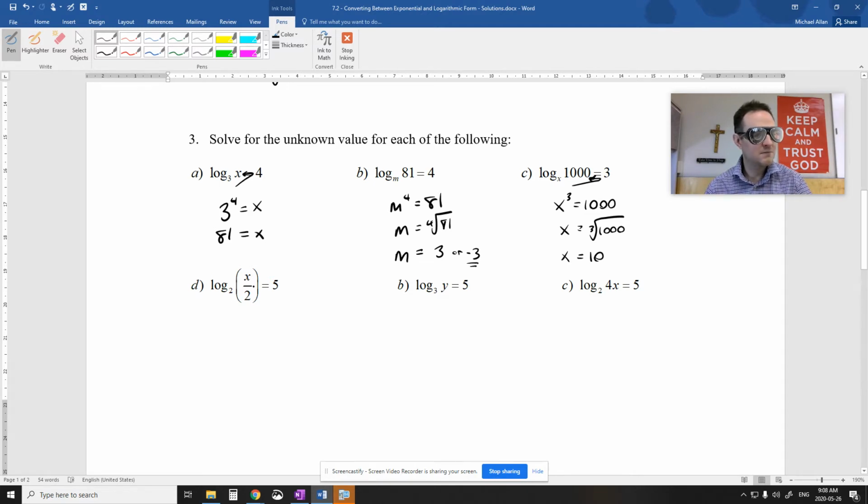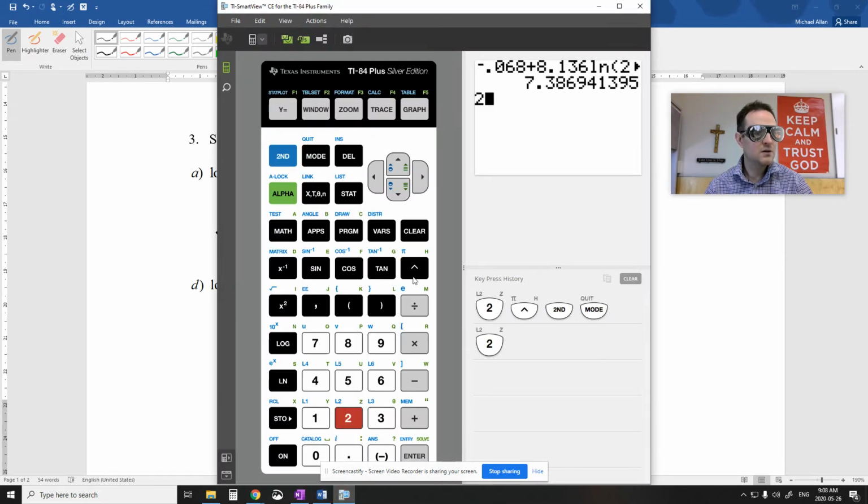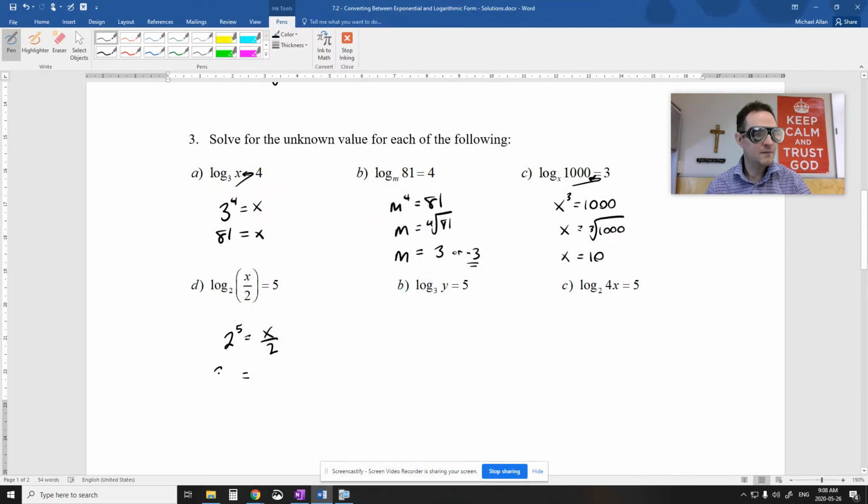So far I haven't used a calculator yet, so this is going to be 2 to the power of 5 is equal to x over 2. Okay, now 2 to the power of 5 I don't know off by heart. So I pull out my calculator, 2 to the power, so let's get rid of this first. 2 to the power of 5 is 32. Okay, so that's 32. Then you're going to rearrange that. You're going to multiply both sides by 2 and get 64.